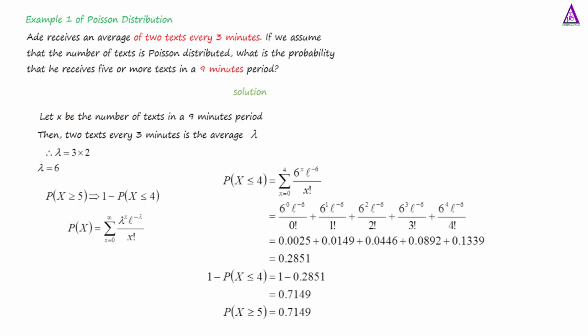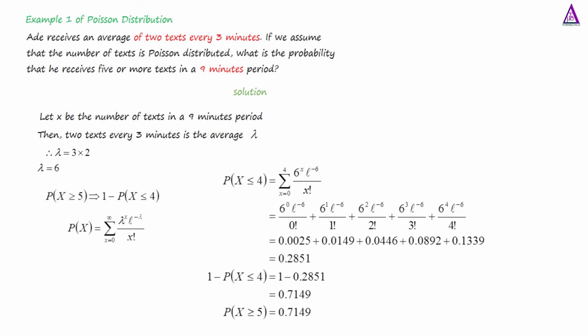Example of Poisson distribution. Ade receives an average of 2 texts every 3 minutes. If we assume that the number of texts is Poisson distributed, what is the probability that he receives 5 or more texts in a 9-minute period? Solution. Let X be the number of texts in a 9-minute period. Then 2 texts every 3 minutes is the average, it's the lambda. So lambda equals 3 multiplied by 2. Our lambda equals 6.